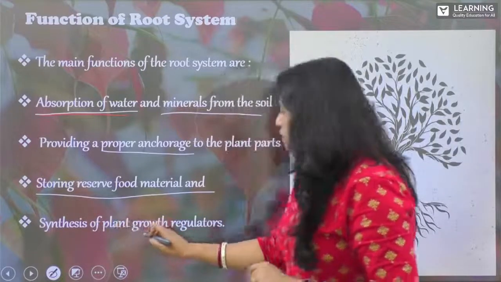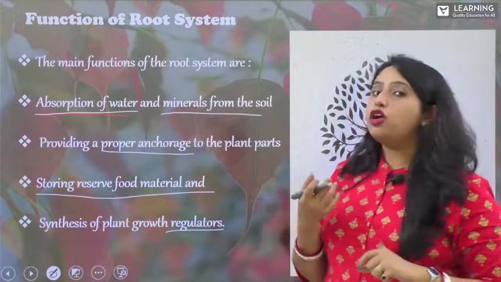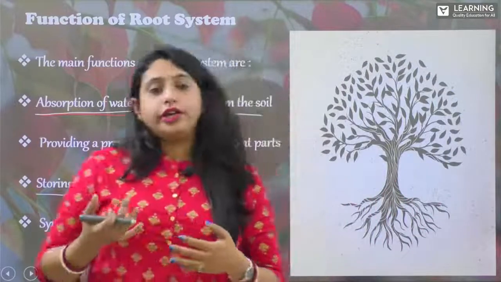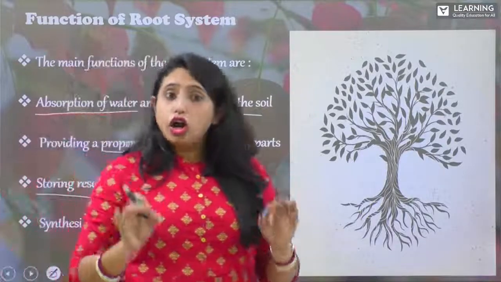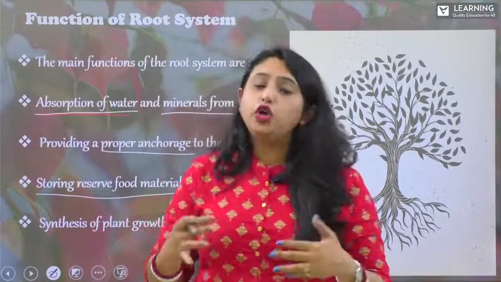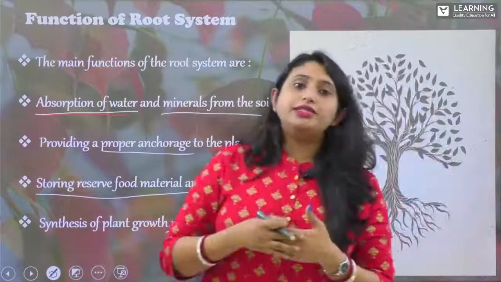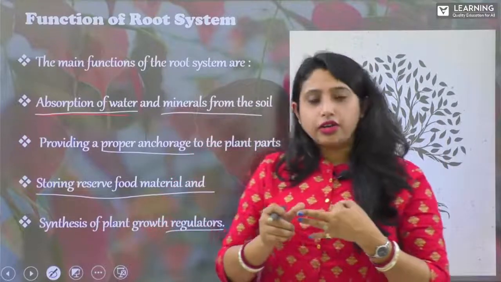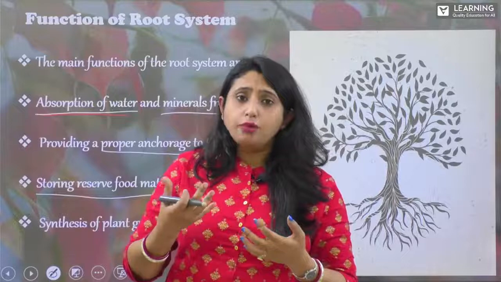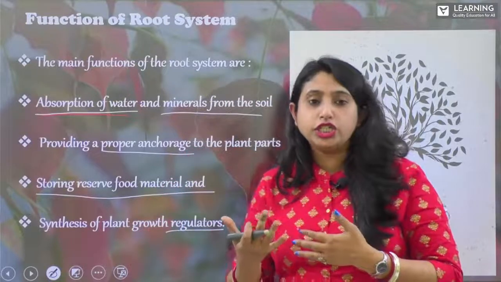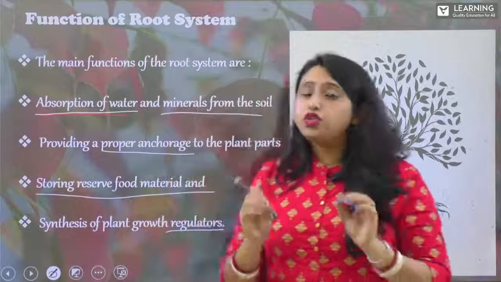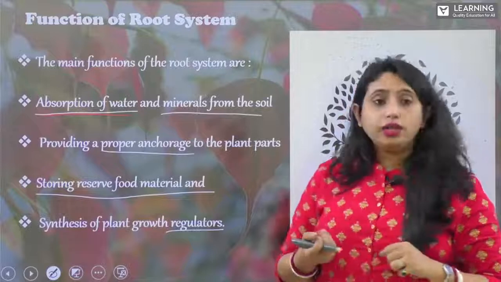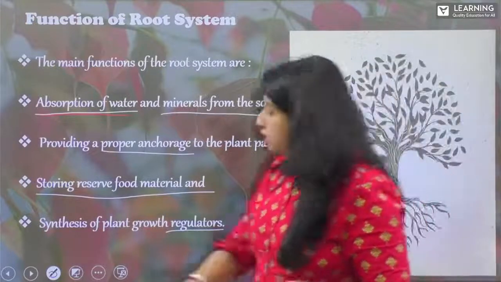The synthesis of plant growth regulators. So they are also responsible for synthesis of the plant growth regulators. Now what are these plant growth regulators? These are nothing but the hormones which are necessary for the growth of the plant. Plants require various hormones like auxin, cytokinin, gibberellin, and abscisic acid. These are the various hormones responsible for the proper functioning of the plant body. So roots are responsible for synthesis of plant growth regulators or hormones.